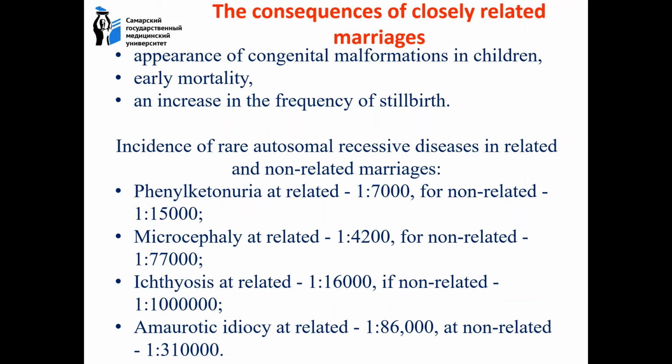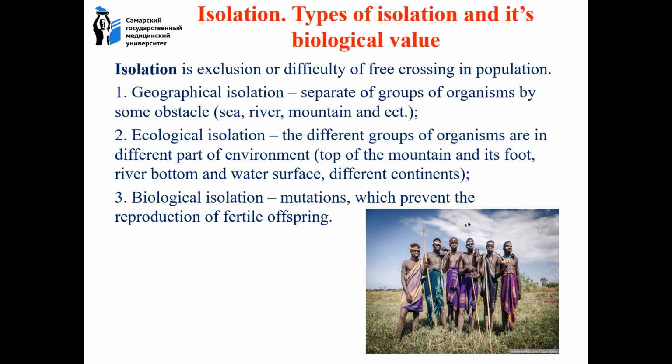The incidence of rare autosomal recessive diseases in related and non-related marriages is on the screen. We see that the incidence in closely related marriages is much higher than in non-related marriages. The next factor which changes the population genetic pool is isolation. Isolation is the exclusion or difficulty of free crossing in a population.